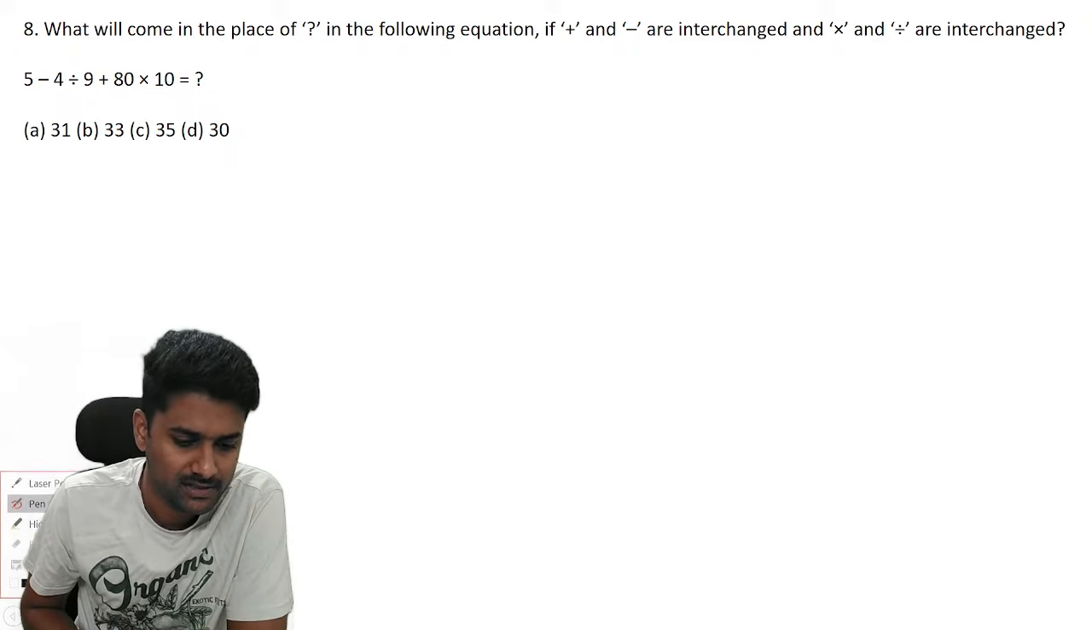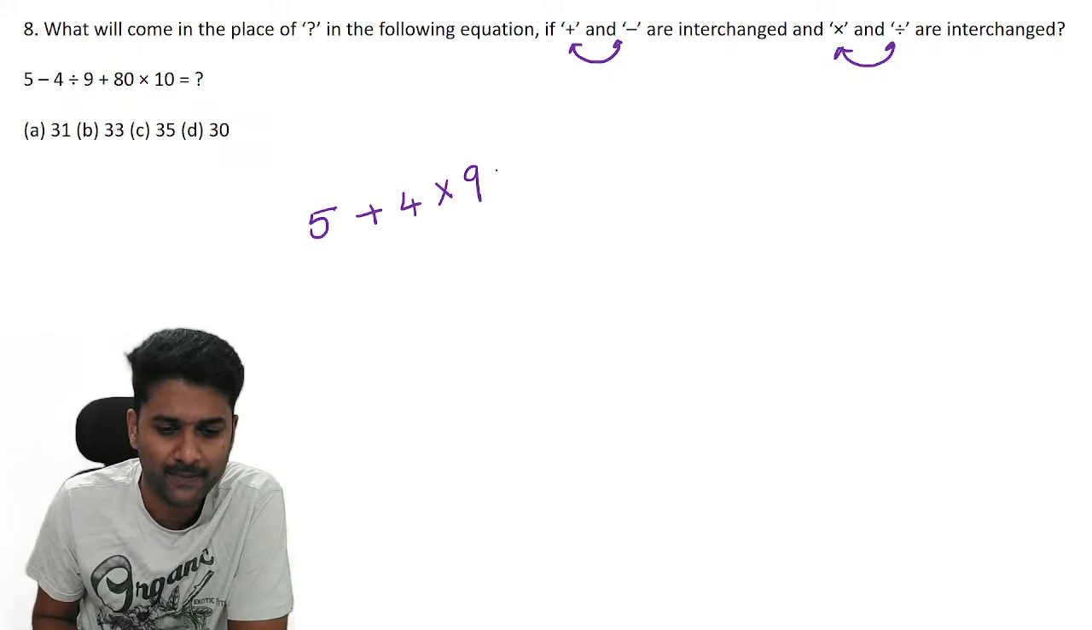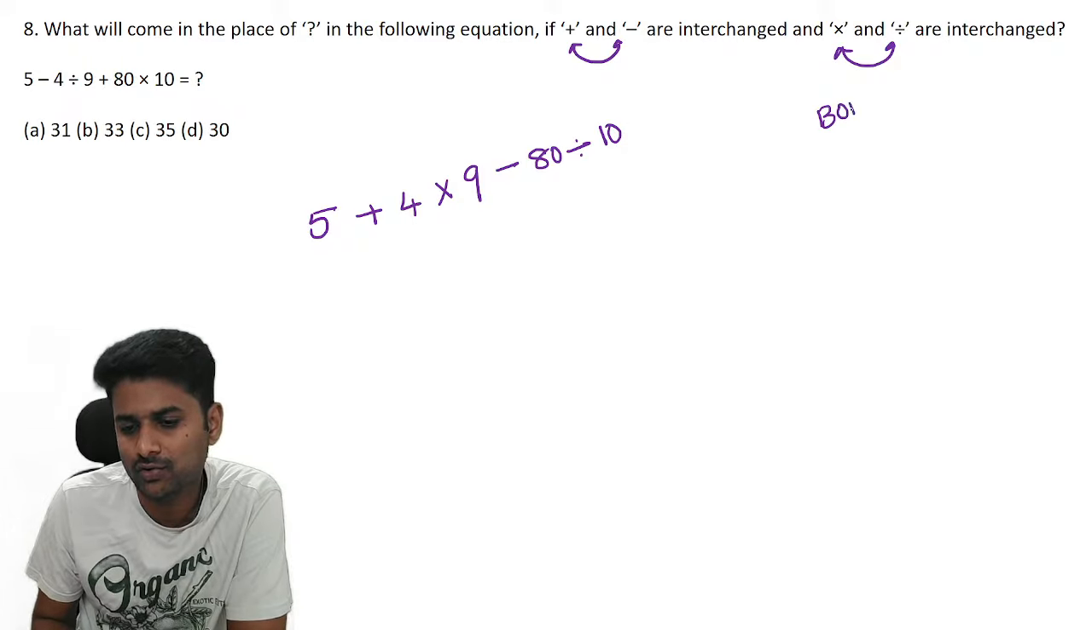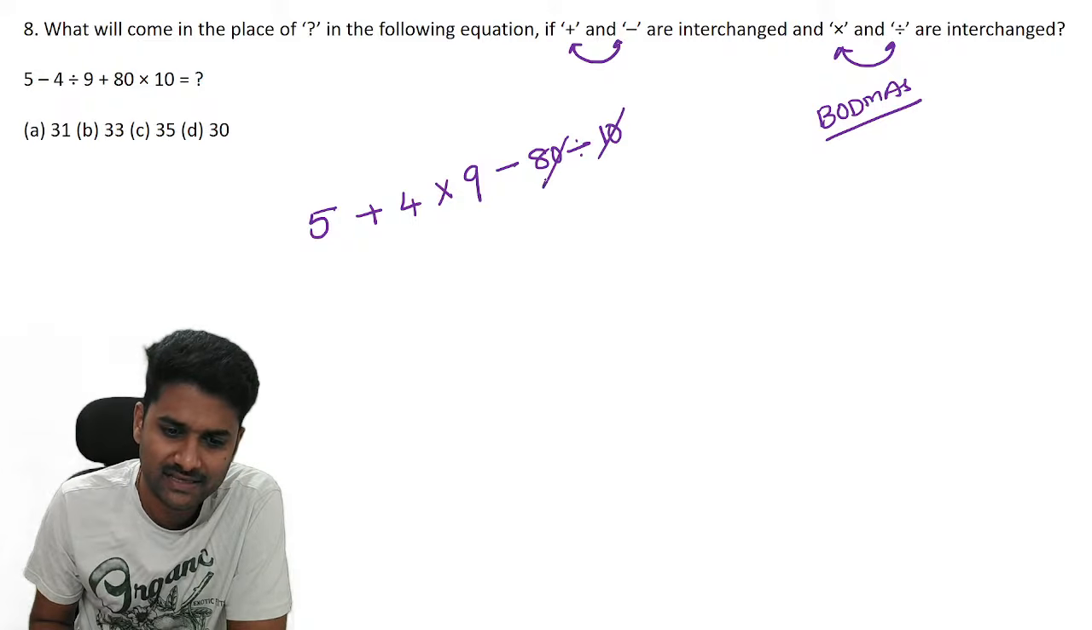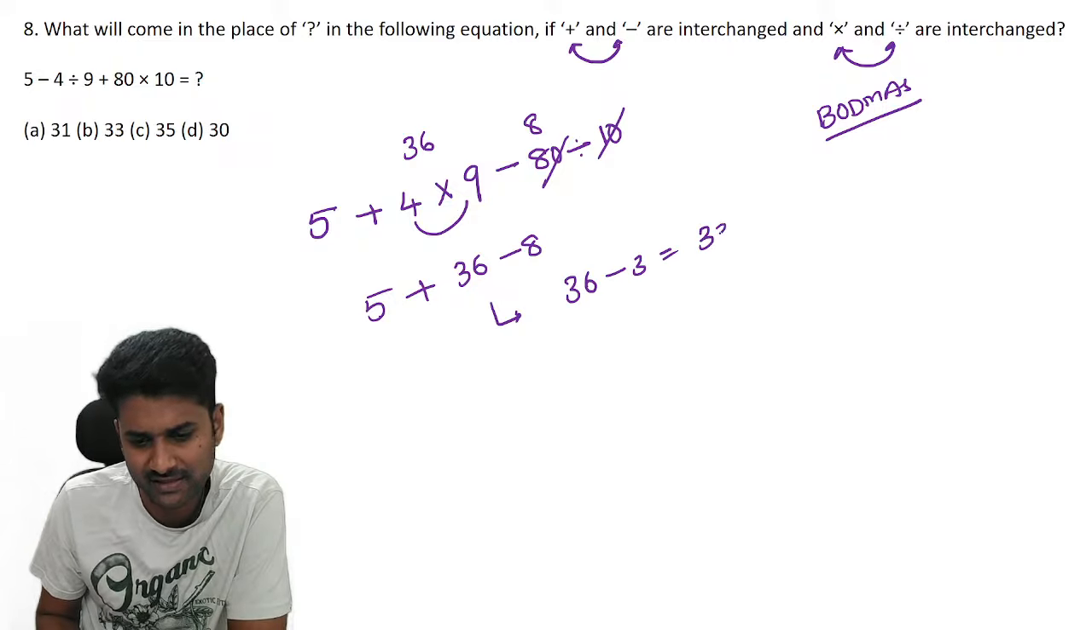Next, just go through the simplification. Just replace plus with minus. You have to interchange. Multiplication, division should be interchanged. Just go through the simplification. Plus 4 into 9 minus 80 divided by 10. So while going through any simplification, you should use BODMAS rule. So it's exactly 8 times. So 9 into 4, 36. And 5 plus 36 minus 8 is your correct answer. So here 5, 36 minus 3, then the resultant is 30.